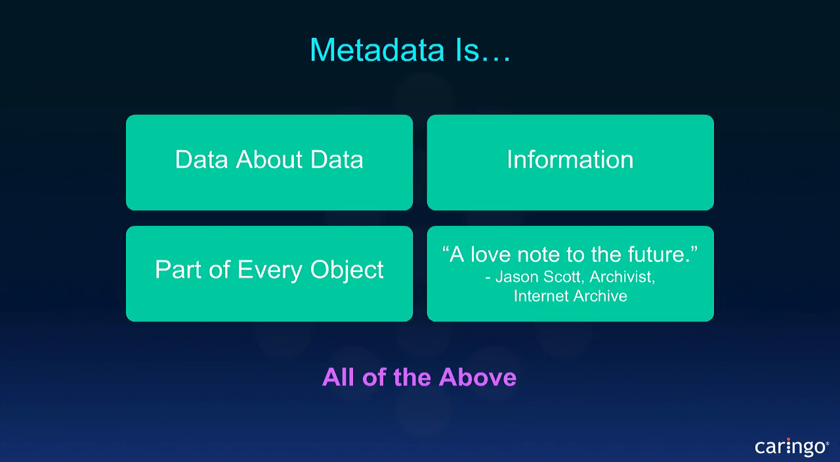So it's data about data, it's information. Every object in the system will have metadata, especially because even things like name, what is the name of this, is metadata as well. It's highly optimized for HTTP, so you'll also see things like content length, size of the object, the time the object was written. This is all metadata.